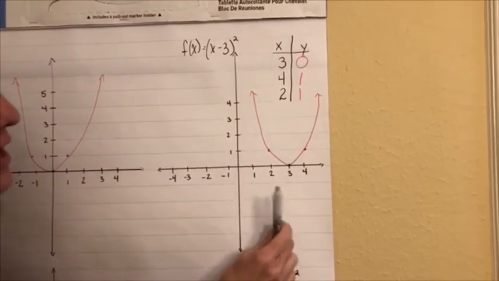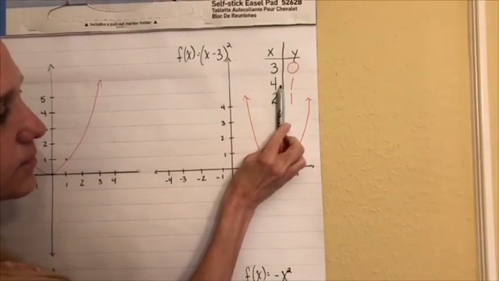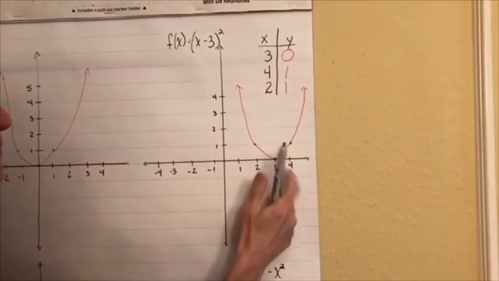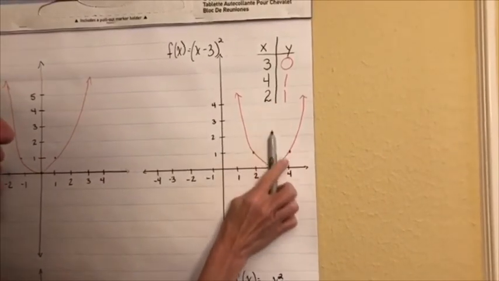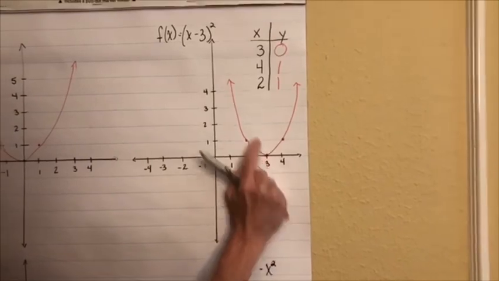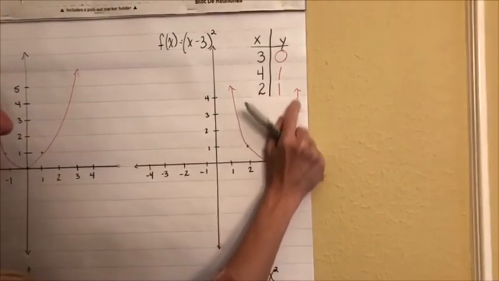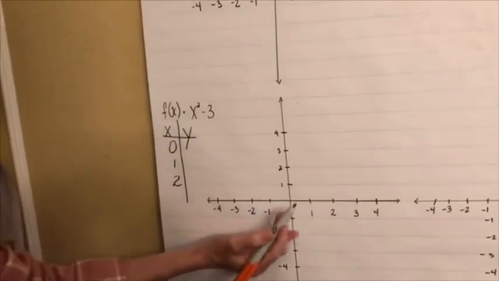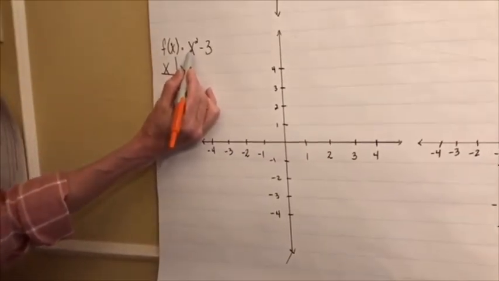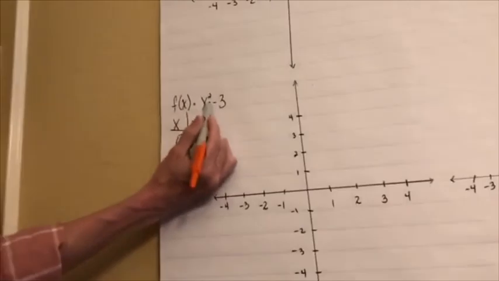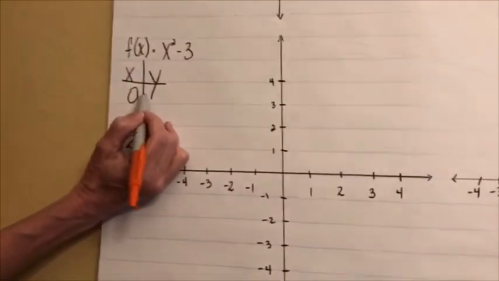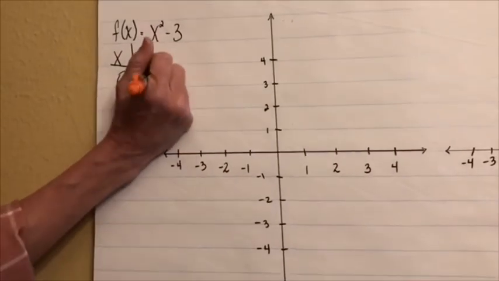A parabola is going to be symmetrical on either side of the vertex. The vertex of the parabola is going to be the lowest point. This next one differs a little bit because we're squaring x and then subtracting 3. So when x is 0, what is y? It's negative 3.